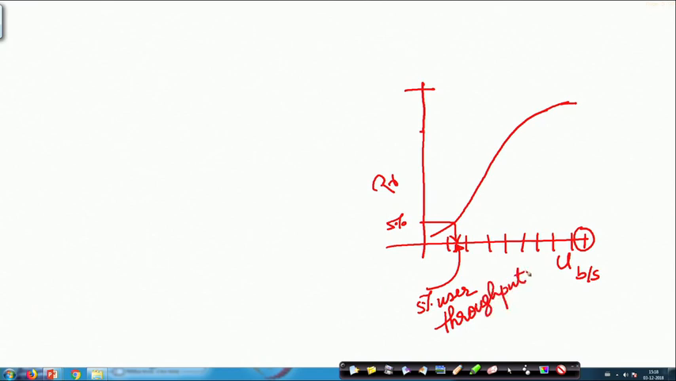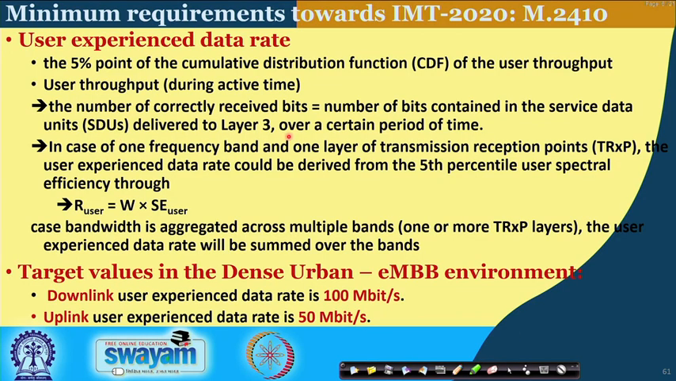Okay. So, that is how one calculates the user throughput, and you get all these different points by a large number of simulations over the service area. Once you collect all those data, you can go back and calculate the user throughput.